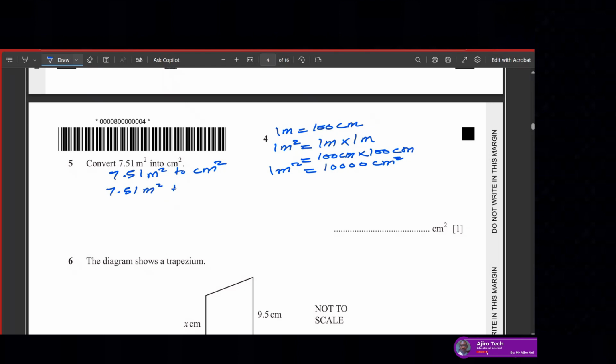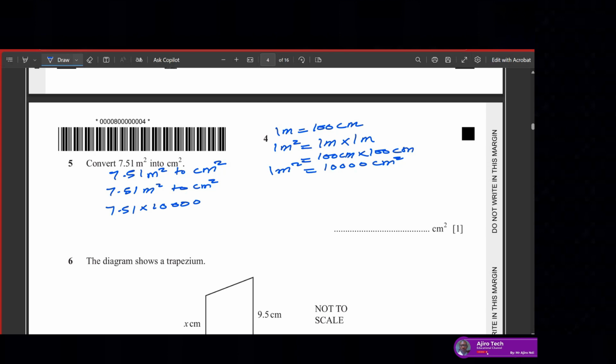So which means that if we want to convert 7.51 meters squared to centimeters squared, that would just be 7.51. Since you are converting the bigger unit to the smaller unit, you multiply the number, which is 10,000. If you're converting the smaller unit to the bigger one, you divide. Can you repeat what I just said? Let me see if you heard me right. If converting from the smaller unit to the bigger unit, you multiply, but if it's from the bigger unit to the smaller unit, you divide.